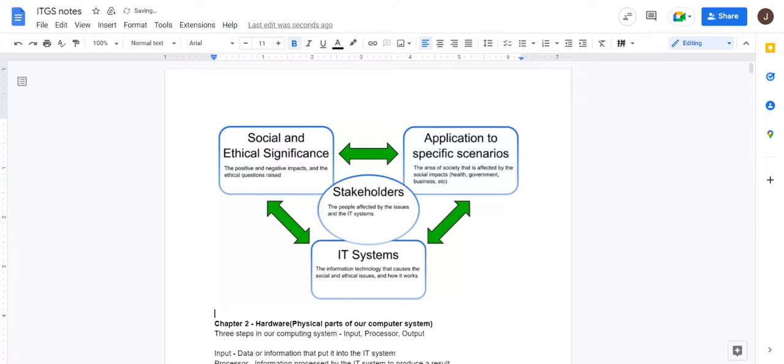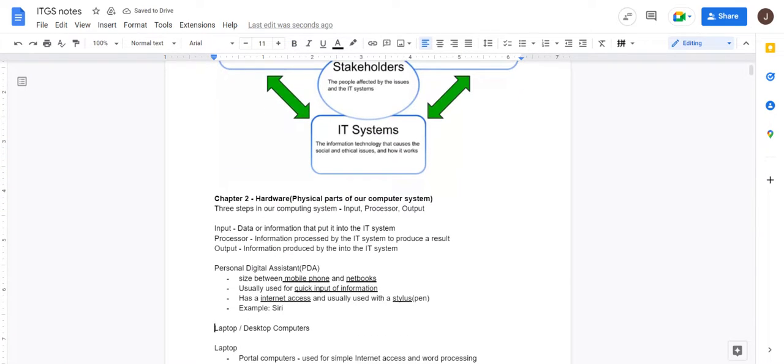Okay, after talking about all this, let's start talking about the first unit in IT systems, chapter 2, hardware. So hardware, what does it mean? It represents the physical parts of our computer system. So for example, a keyboard is hardware. The thing that is completely in contrast to hardware is software, which is the application side of our computer system.